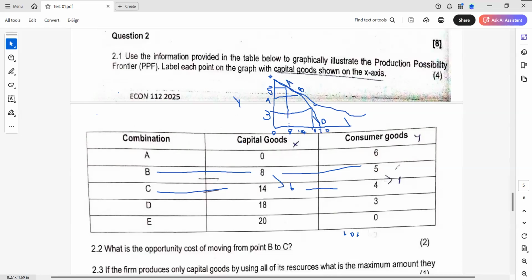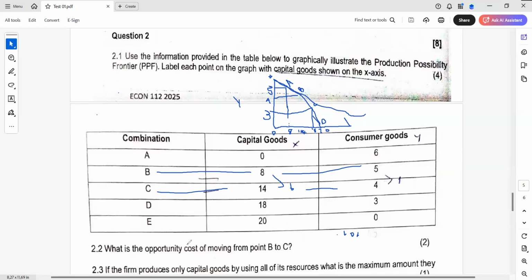So it's going to be 1 over 6 because the formula is loss over gain. So you say 1 over 6, you're getting 0.16. So the opportunity cost of moving from point B to point C is 0.16. Don't forget to write the formula, guys.